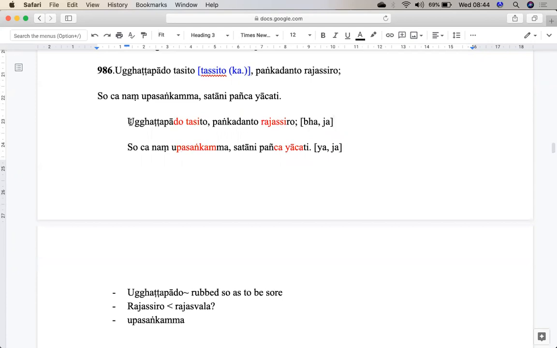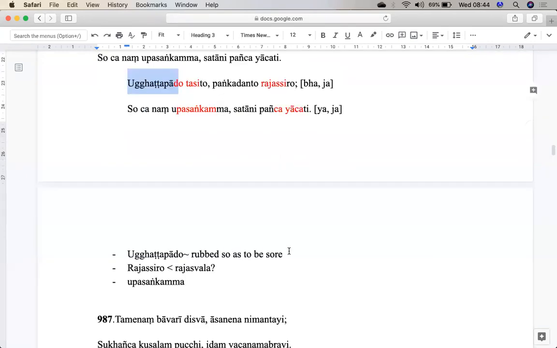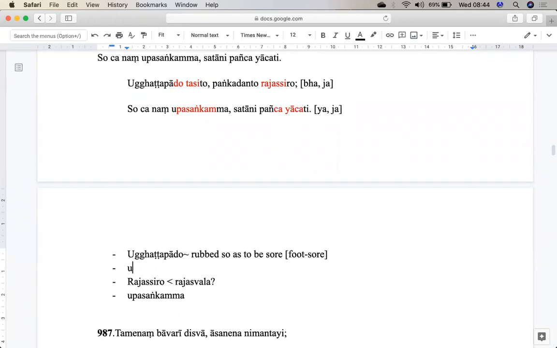And in this stanza here, Ogata bado. In Kea Norman's translation, you can see he translates it as foot sore, so painful heart. Who has, whose feet are painful? Foot sore. But here, Ogata Bādō. So Ogata and the Bada.